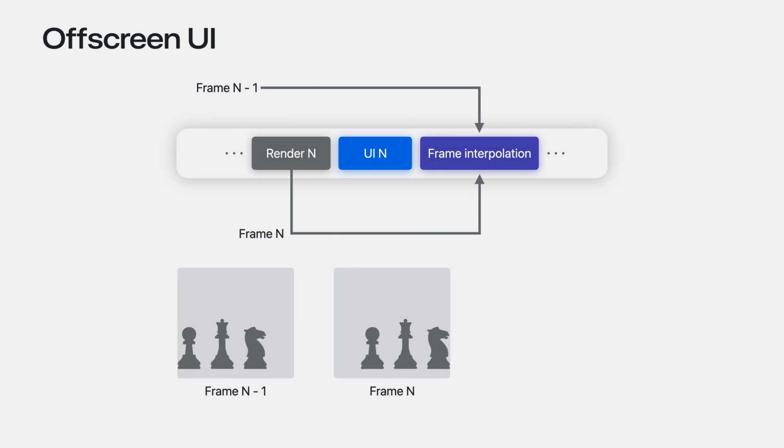Like the off-screen UI, where the UI is rendered into a completely separate UI texture. The interpolator then adds it on top of the interpolated frame. Inputting it to the interpolator saves you from one extra load and store, since the interpolator can write the UI into its output.